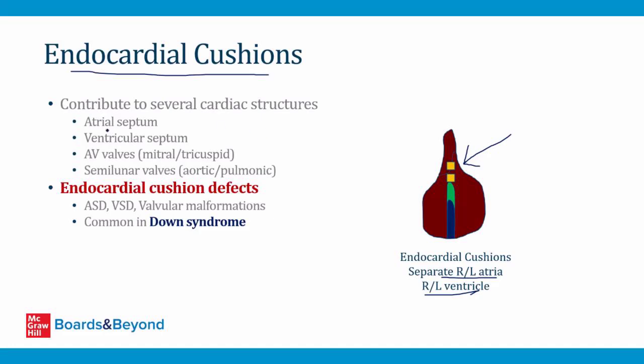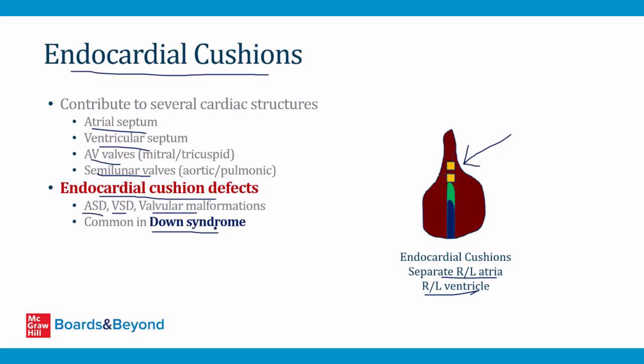So the endocardial cushions contribute to development of the septum between the atria, the septum between the ventricles, and they also contribute to development of all the valves found in the heart. So when children are born with so-called endocardial cushion defects, they can develop a number of congenital heart problems, including atrial septal defects, which we'll talk about later, ventricular septal defects, and also valvular malformations.